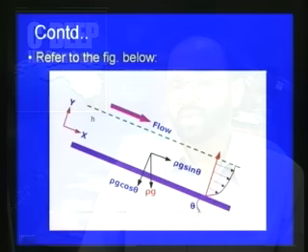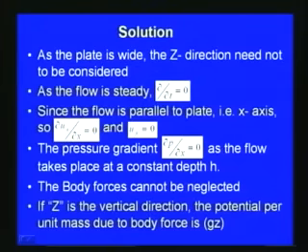But here we cannot neglect this, compared to the earlier problems which we discussed. Here the body force cannot be neglected. As I mentioned, the plate is inclined. So for the inclined plate you can see that the body force effect will always be there, and if z is the vertical direction, the potential per unit mass due to the body force we can write as gz.